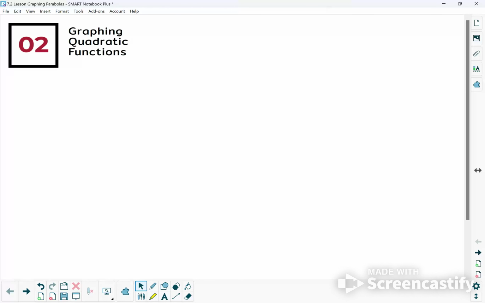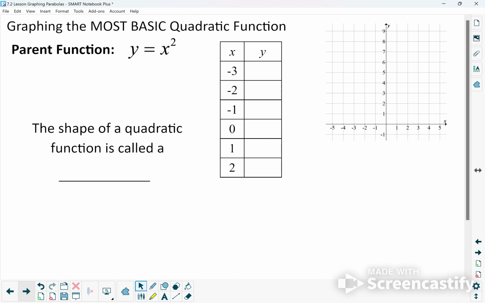Hi, I'm Mrs. Bricky, and this is lesson 2 from Unit 7 for Math 2. So today we're going to be graphing quadratic functions, and we'll learn what quadratic means. The very most basic quadratic function is the function y equals x squared.